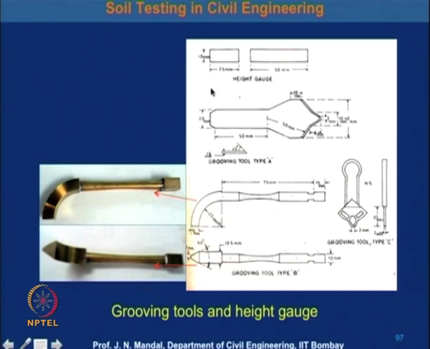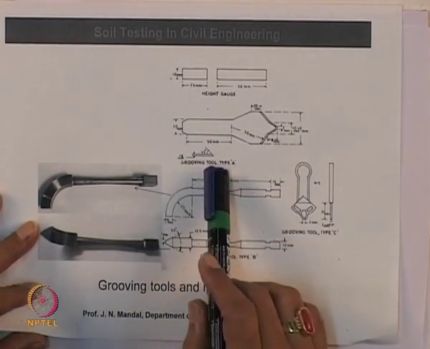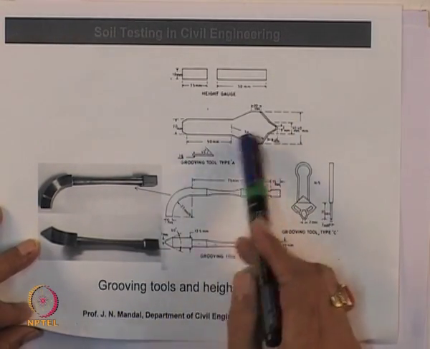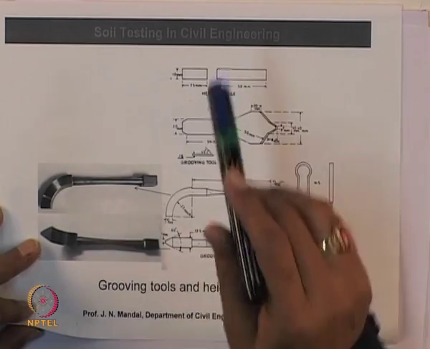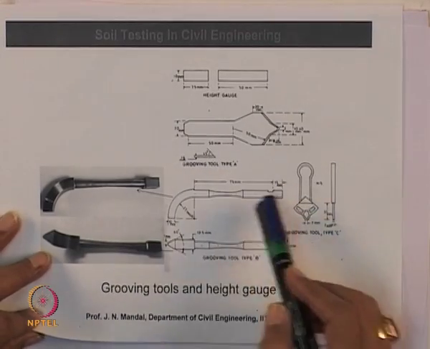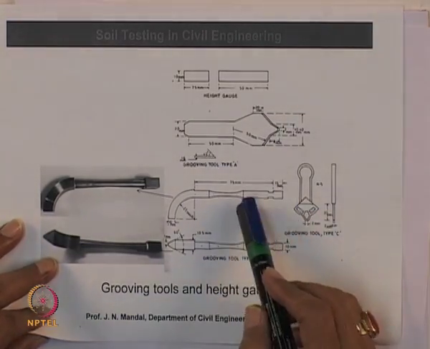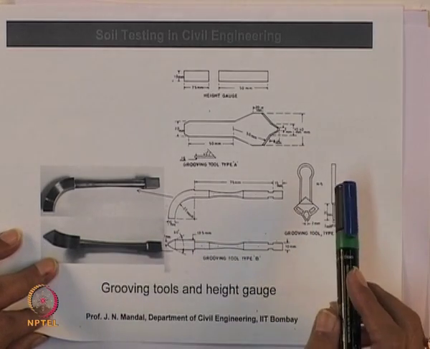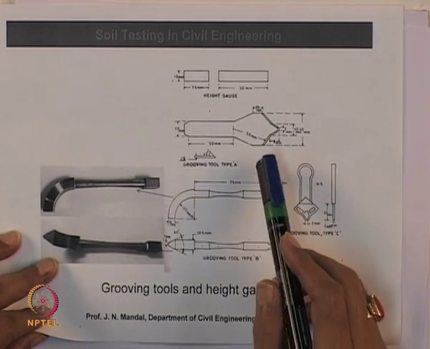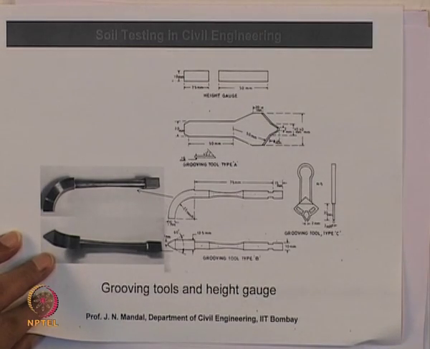I am showing also here. This is the height of the gauge, this is the grooving tool. This grooving tool we use to cut the soil, and this is the dimension of the grooving tool, and the height of the gauge is given here. So, using this grooving tool, you can cut the soil, okay.